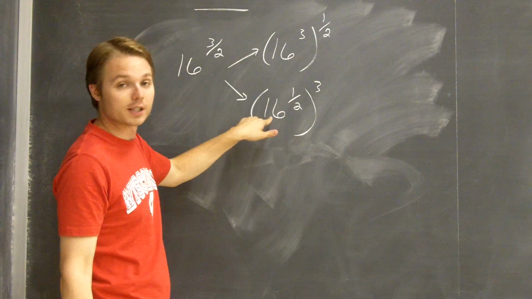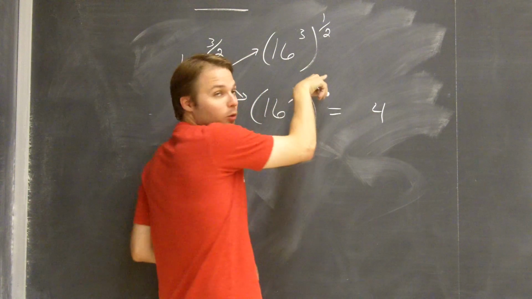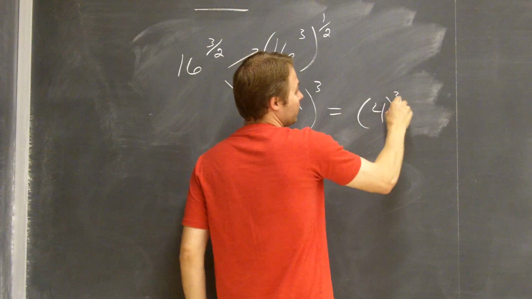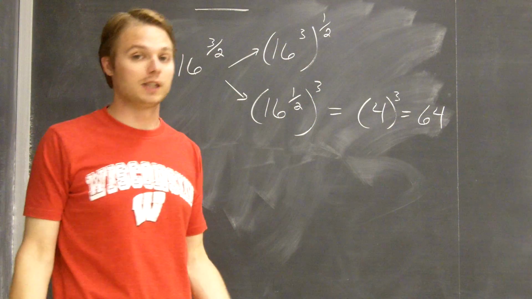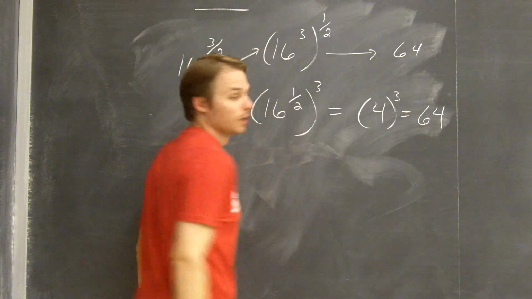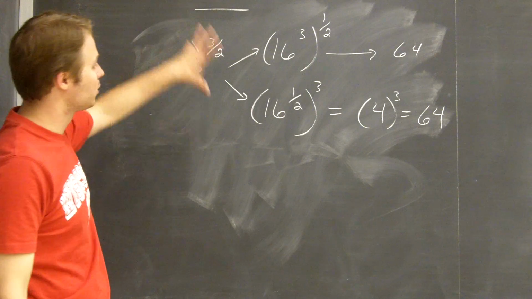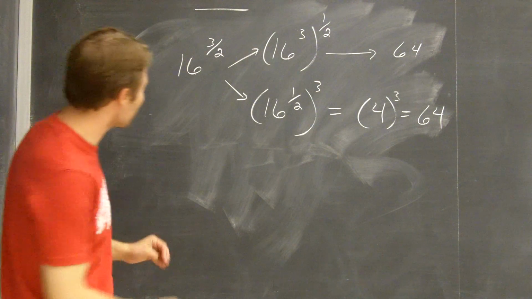I know what the square root of 16 is. It's 4. And then if I take 4 to the 3rd power, that's a relatively common one. So I found out that this expression is equal to 64. Again, if you went through this process, you would still get 64, but it might be a little more difficult. So this is why it's good to be able to break these up in several different ways.